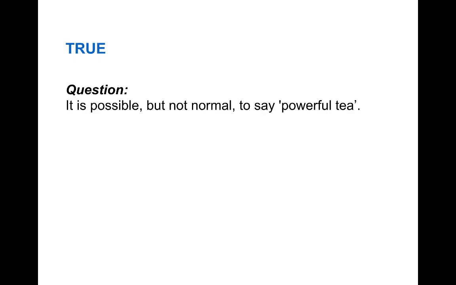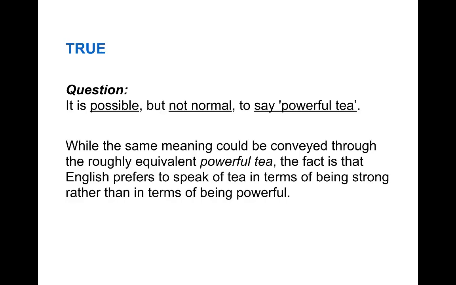Well, the first thing before looking at the passage is to underline some keywords. I underlined possible, not normal, say powerful tea. I think powerful tea is our main phrase, our main keywords, because they're very strong words that we can search for easily. Let's read the passage now at normal speed. Remember, no skimming or scanning, we just read at normal speed. While the same meaning could be conveyed through the roughly equivalent powerful tea, the fact is that English prefers to speak of tea in terms of being strong rather than in terms of being powerful.